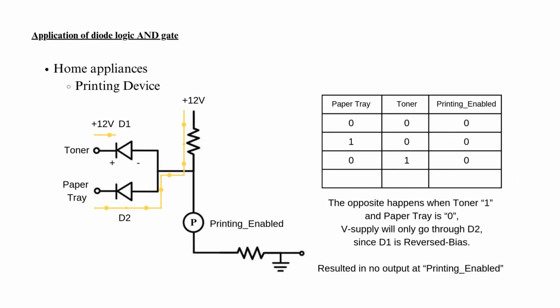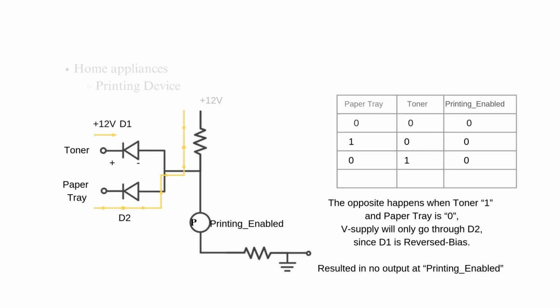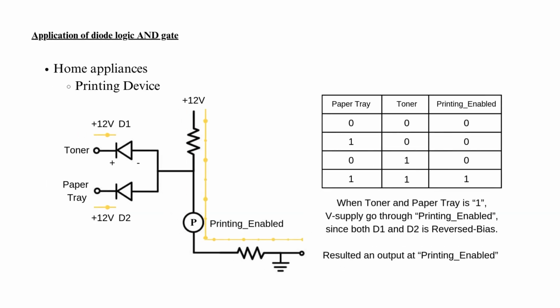The opposite happens when toner is 1 and paper tray is 0. V supply will only go through D2 since D1 is reverse biased, resulting in no output at printing enable. However, when toner and paper tray are 1, V supply will go through to printing enable since both D1 and D2 are reverse biased, resulting in an output for printing enable.